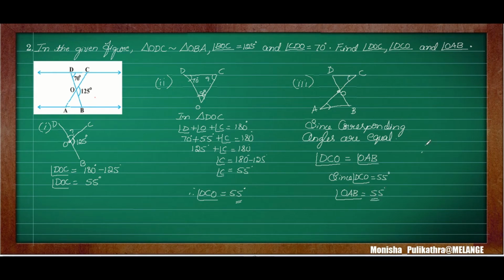Okay. Therefore, the three angles which they have asked to find out: DOC angle is equal to 55 degree, DCO angle is also equal to 55 degree, and OAB angle again is equal to 55 degree. Okay, hope you understood this.